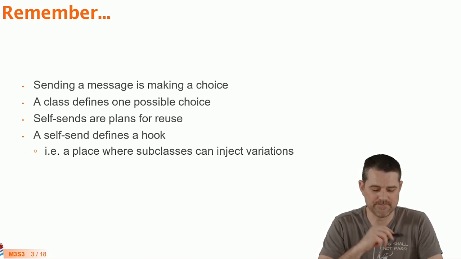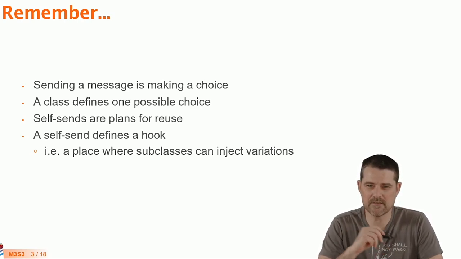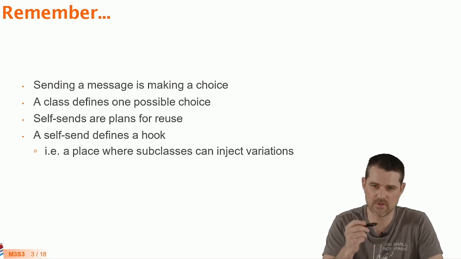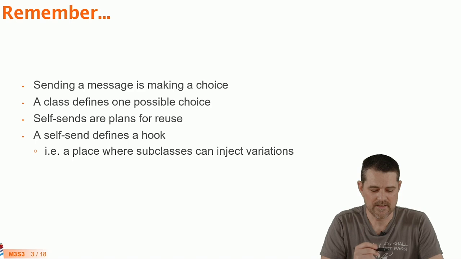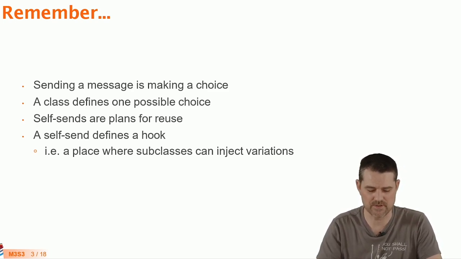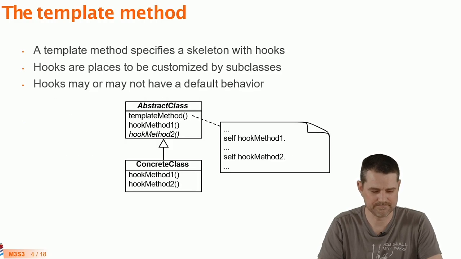First of all, remember, when you send a message to an object, there is a choice. The system will select the right method to execute according to the receiver. And then each class defines one possible choice. Self-sends are plans for reuse, and self-sends define hooks, places where subclasses can inject variations. And this is what we will revisit inside this lecture.